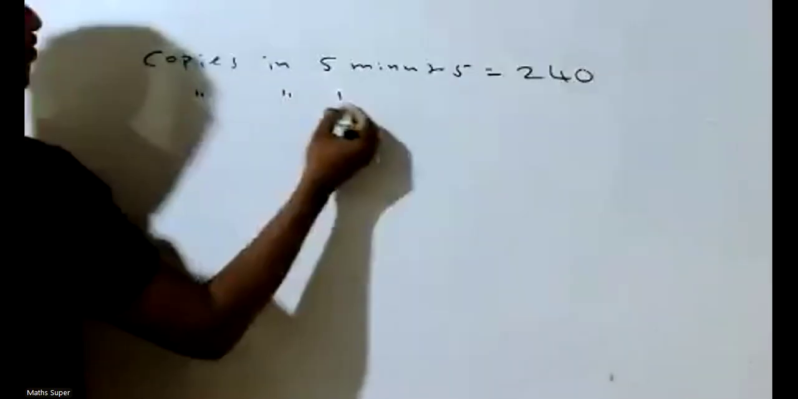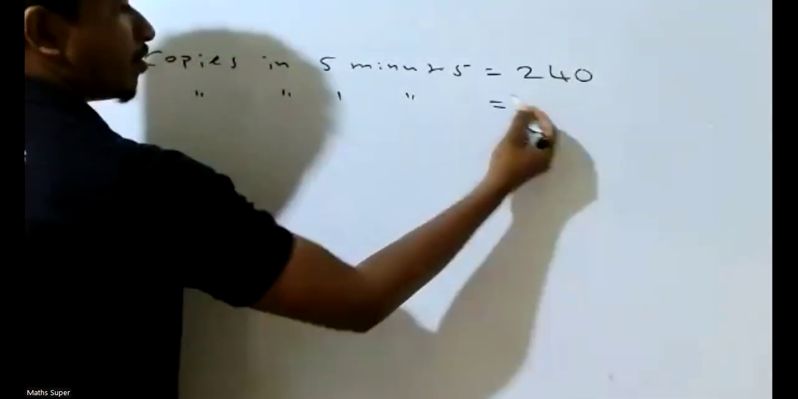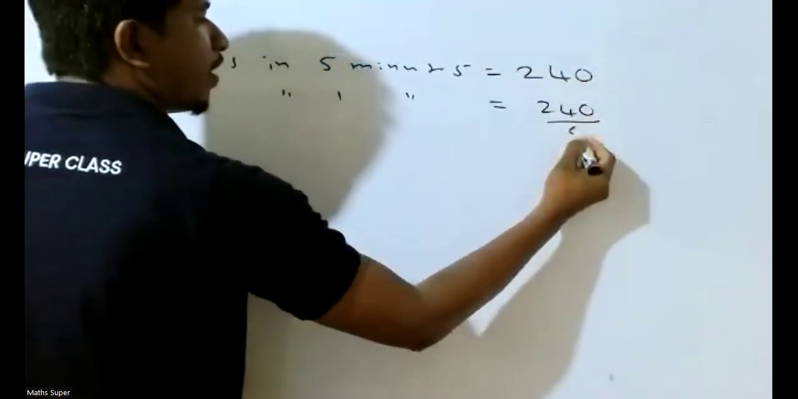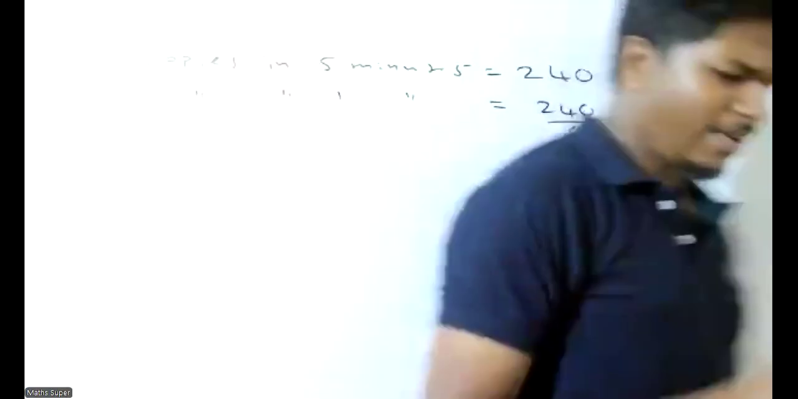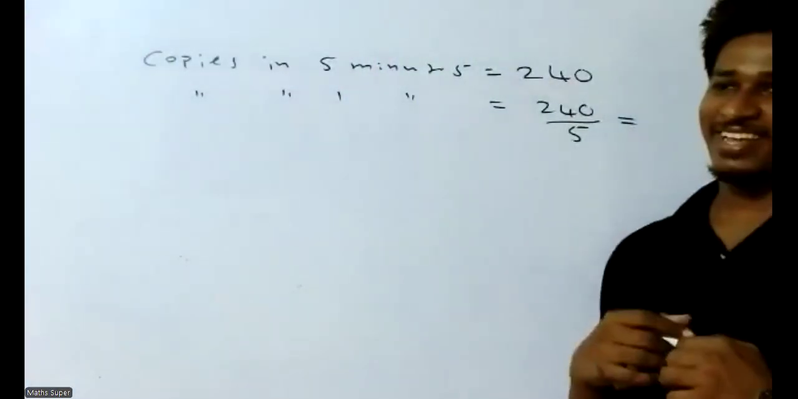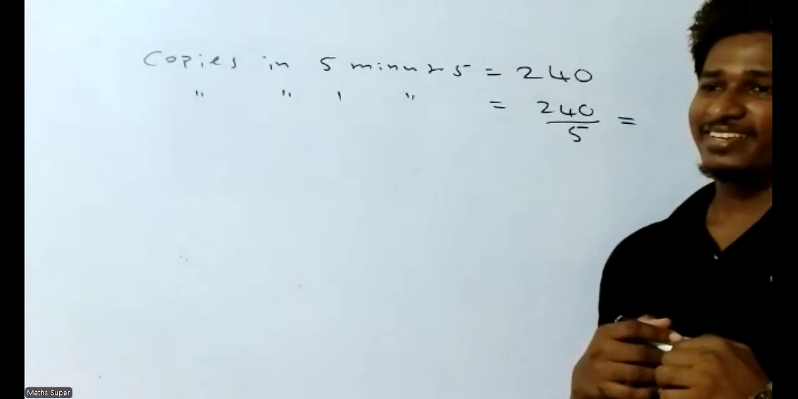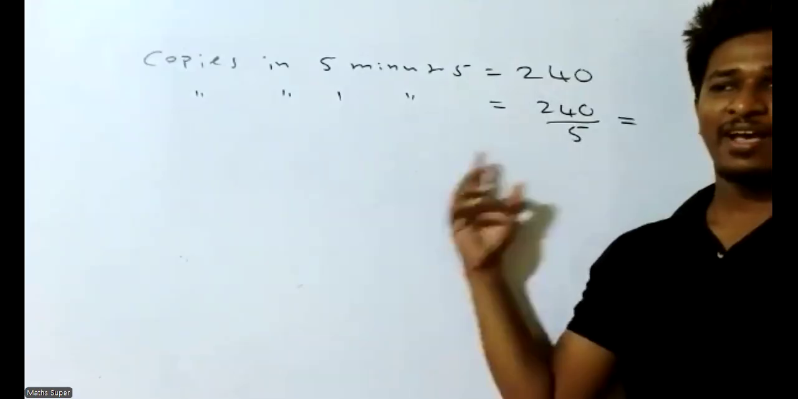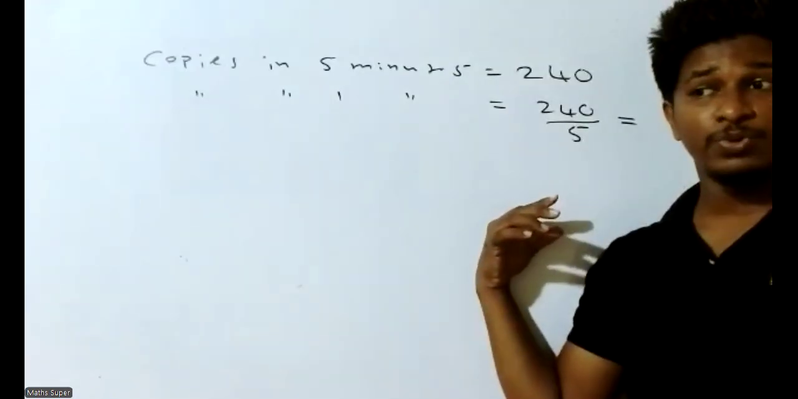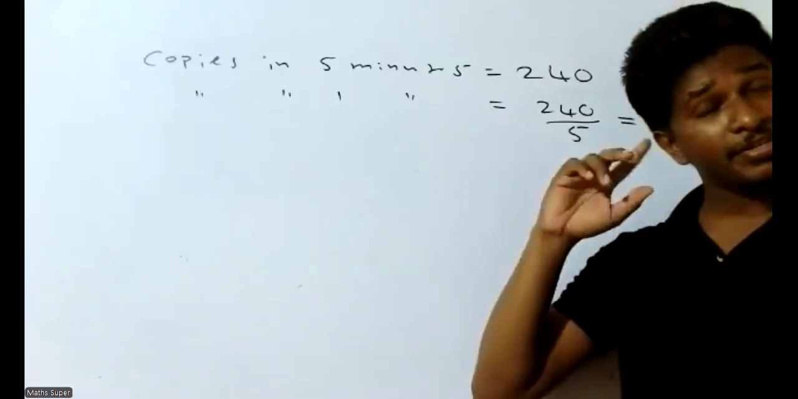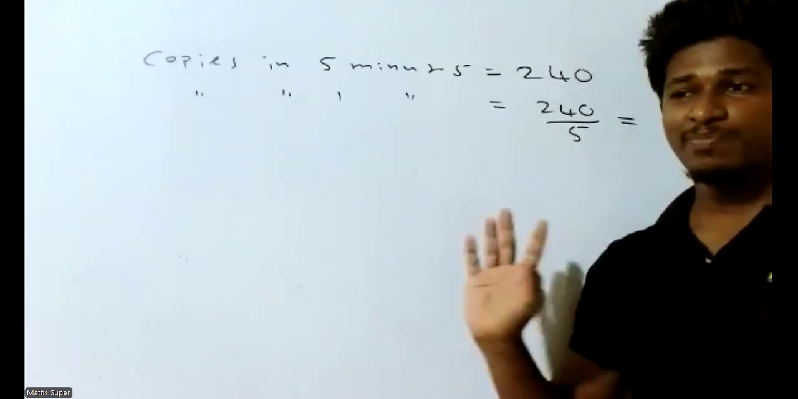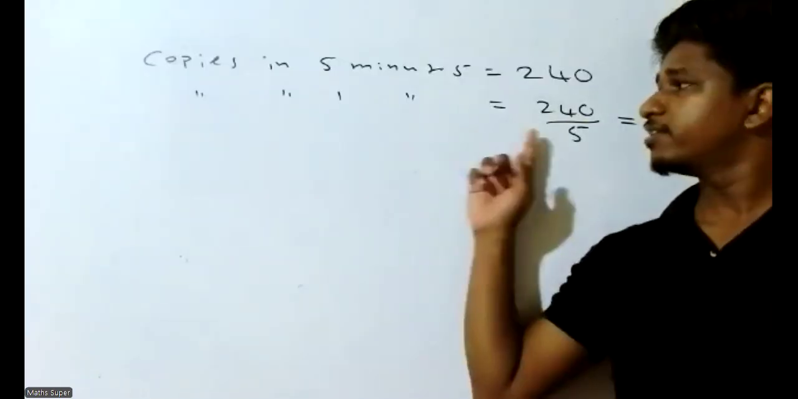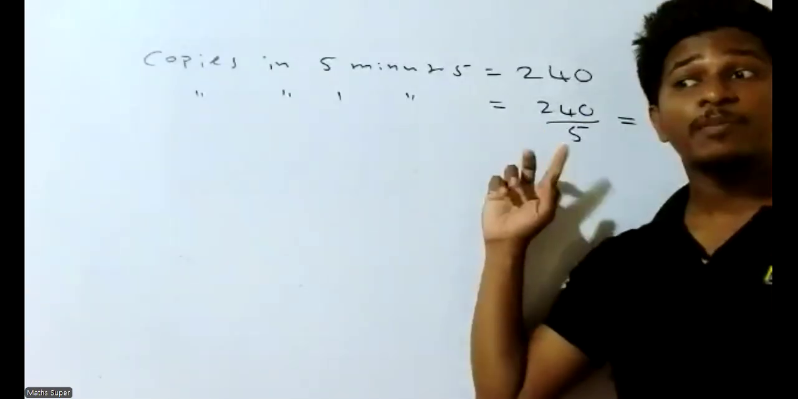So copies in 1 minute. Okay, now 1 minute: 240 divided by 5. Are you dividing this one? I'm not dividing. So no need for papers to divide this one. How? When you have to divide by 5, what to do? Just divide by 10, without using papers or pen or pencil. How to divide this 240 by 10? Just remove 0. That means 24.